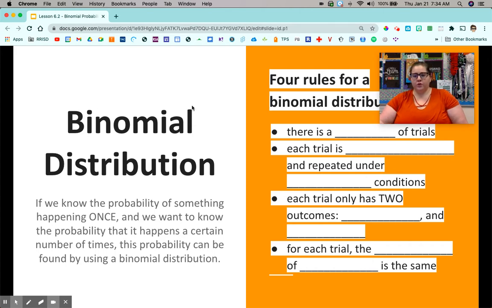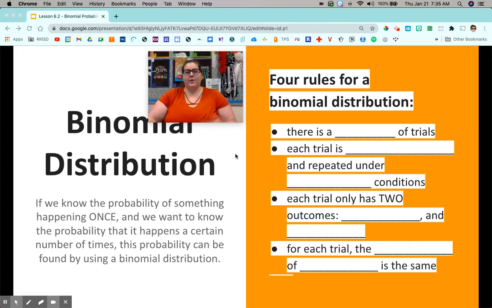There are 4 rules to a binomial distribution. In other words, in order to use this kind of model and to use this shortcut for probability, there are 4 things that have to be true. The first thing is that we have to have a fixed number of trials, right? So we have to be saying, I'm going to pick 10 M&Ms, I'm going to pick 20 M&Ms. It has to be a set fixed number of trials. We can't just say, oh, I'm going to go until this happens. We have to have a set number of trials.